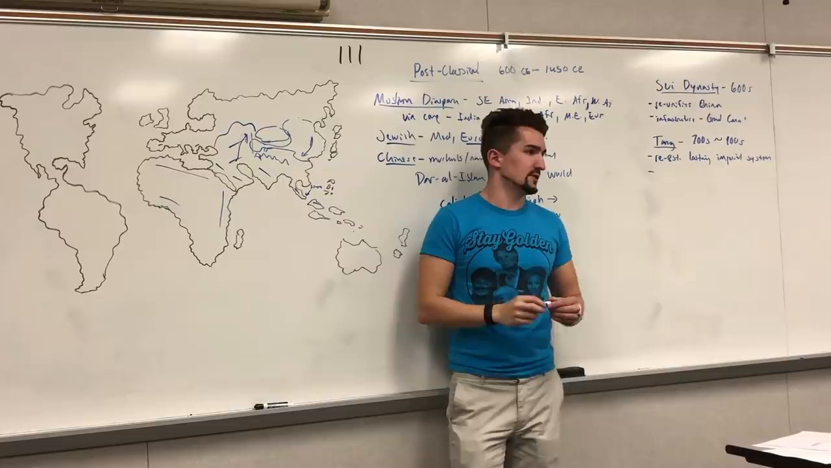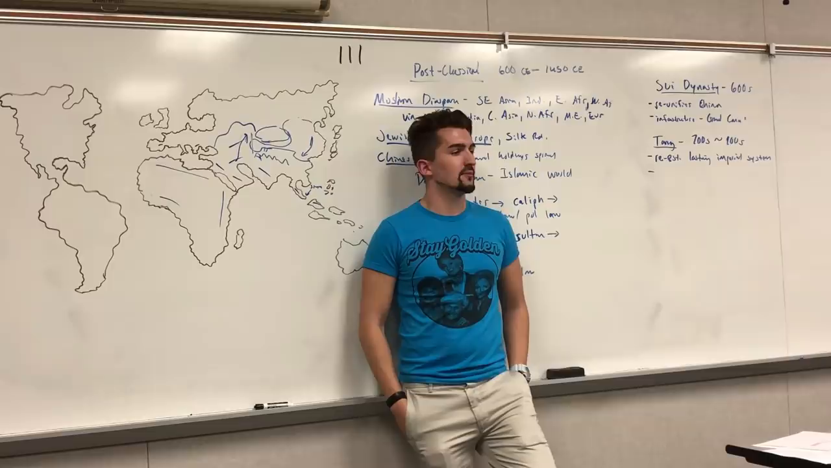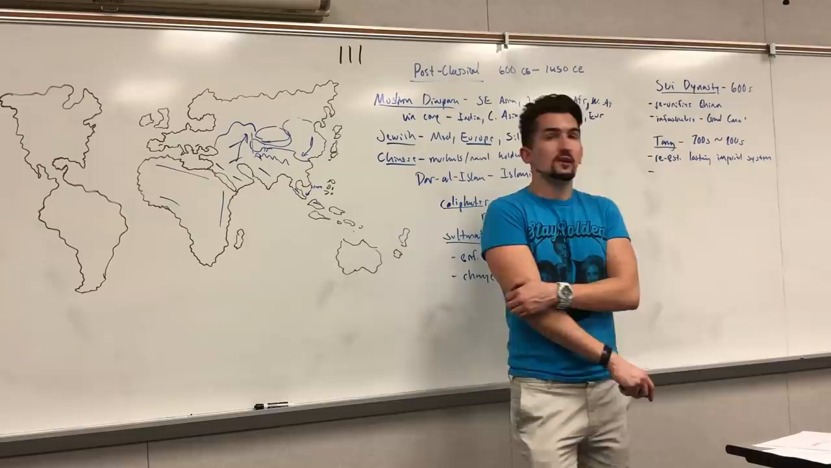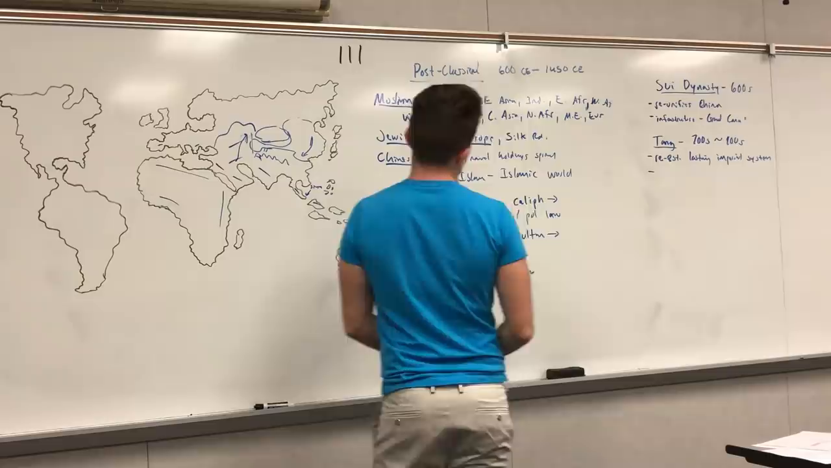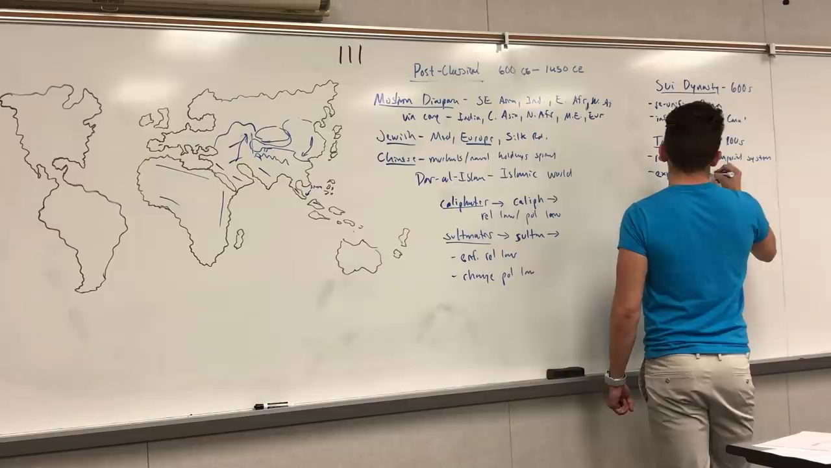Why is it important that we know that the Umayyad Caliphate got to the Turkish people? What did they do to the Turkish people? Converted them to Islam, right. So when the Turkish people start invading shortly after, they're going to be spreading Islam with them. All right. So they expand to the west and south. Expand territory to west and south.